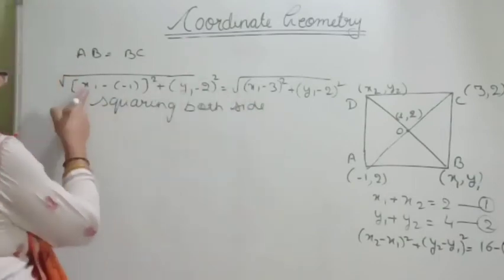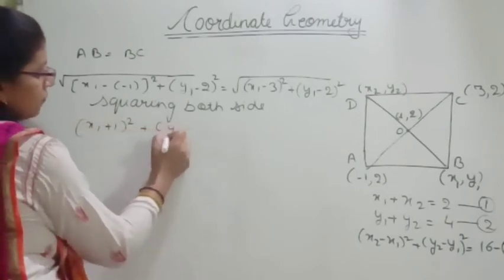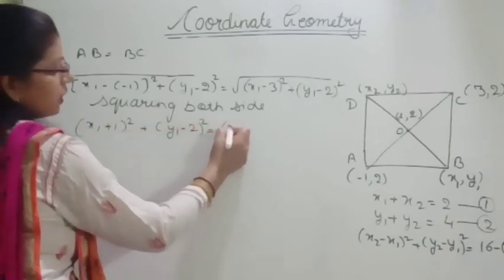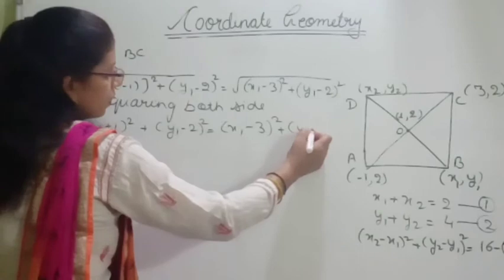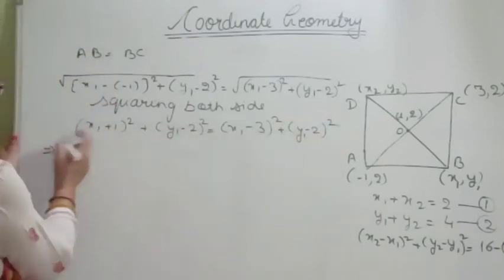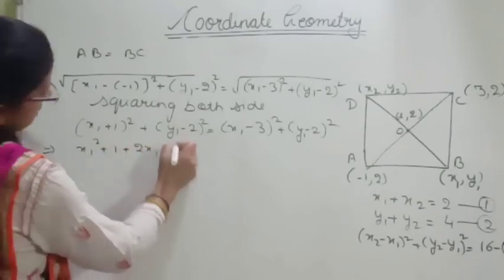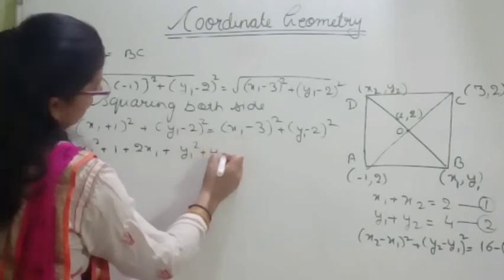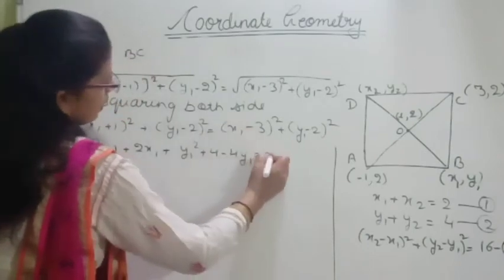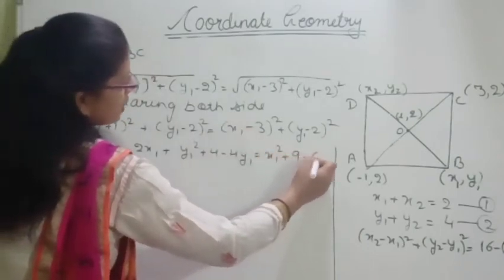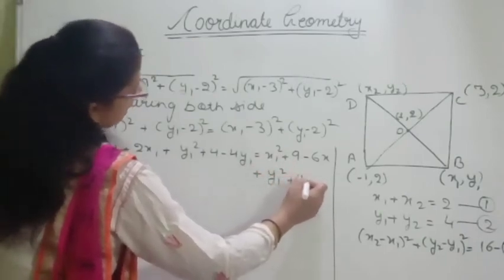So now just solve this. (x1 + 1)² + (y1 − 2)² should be equal to (x1 − 3)² + (y1 − 2)². Now open this. (a + b)² = a² + b² + 2ab, and on the other side we can write a² + b² − 2ab plus a² + b² − 2ab.